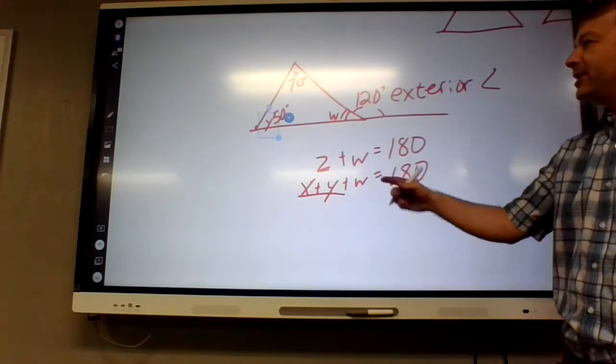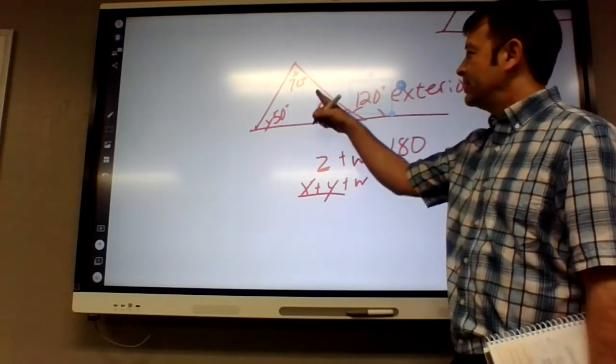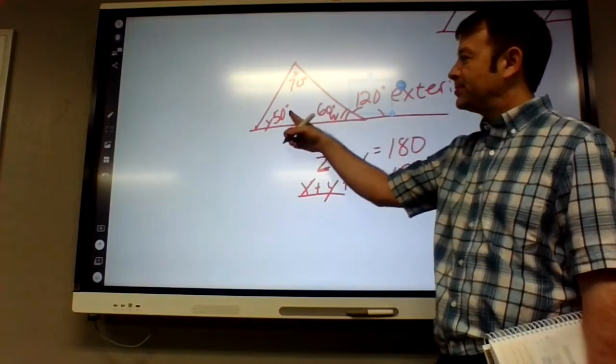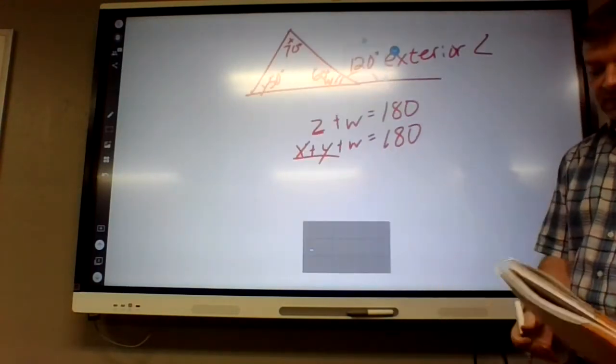You can kind of not remember, because if I know this is 120, I know this is 60. And if this is 70 and this is 60, I can subtract that from 180.